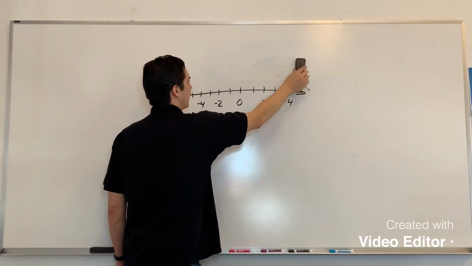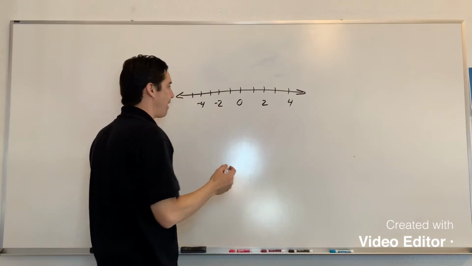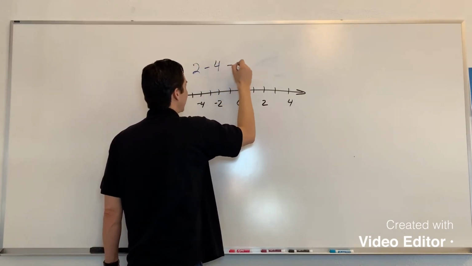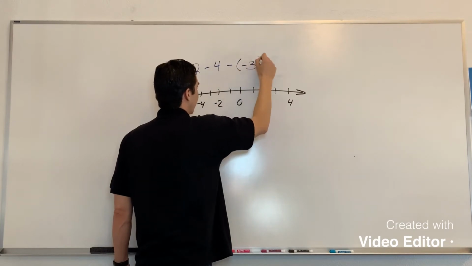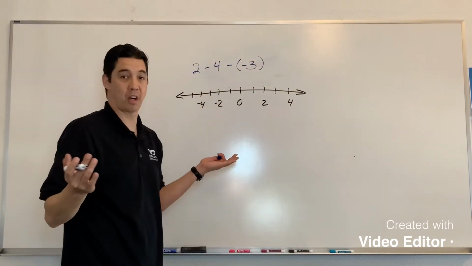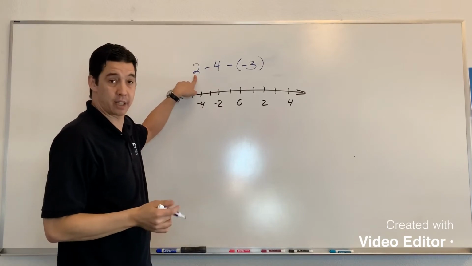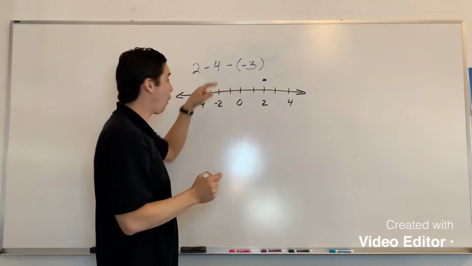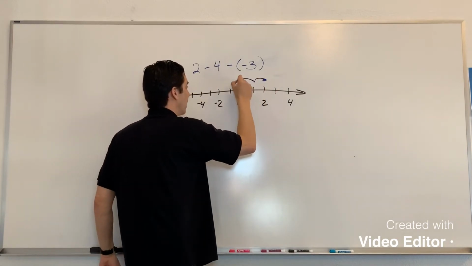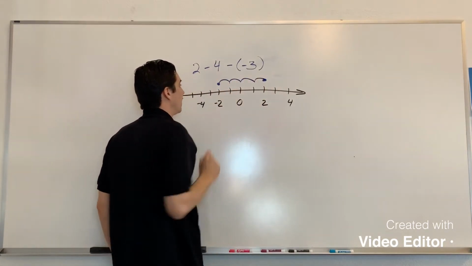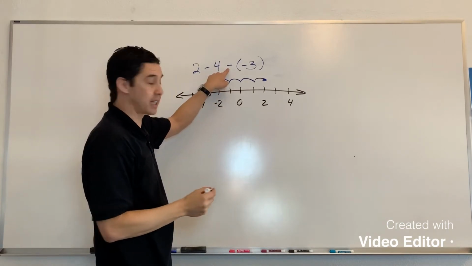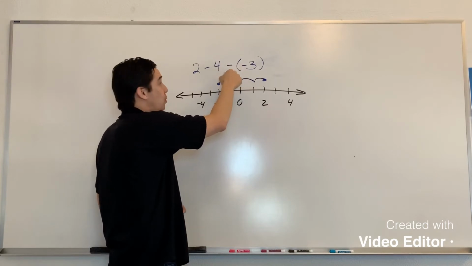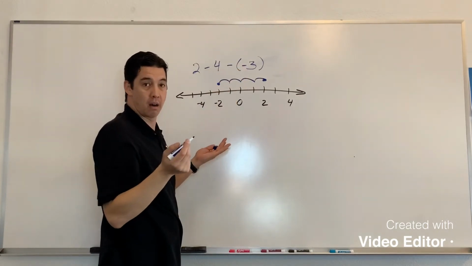And then when we get really crazy, say we have 2 minus 4 minus negative 3. All right? So what do we do? We start at the 2. We're going to go left 4. Then we're going to turn to the left. Then we're going to turn to the right. This is 2 turnarounds. All right, and what does that mean?